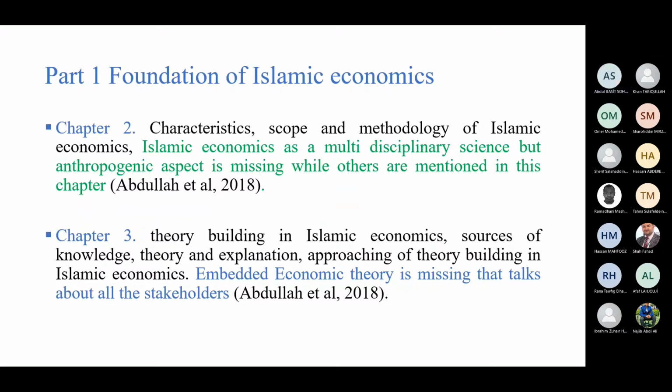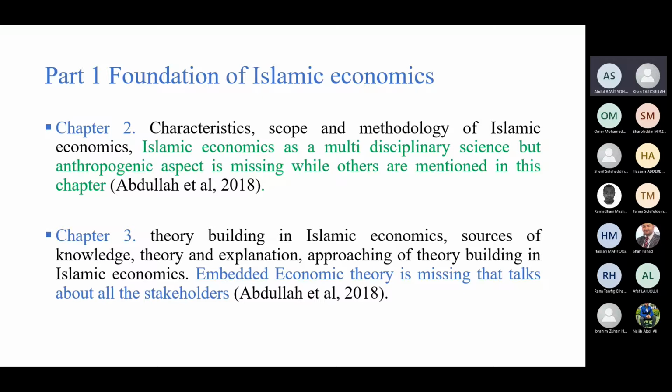In chapter 2, the book described the characteristics, scope, and methodology of Islamic economics. It presents Islamic economics as a multidisciplinary science, but this chapter did not mention the anthropogenic aspect, while it mentioned the other sciences as well. In chapter 3, the book mentioned theory building in Islamic economics, sources of knowledge, and theory.